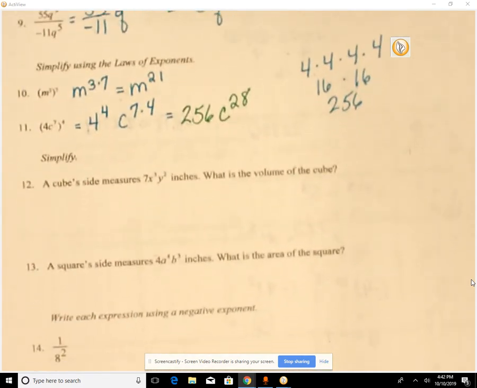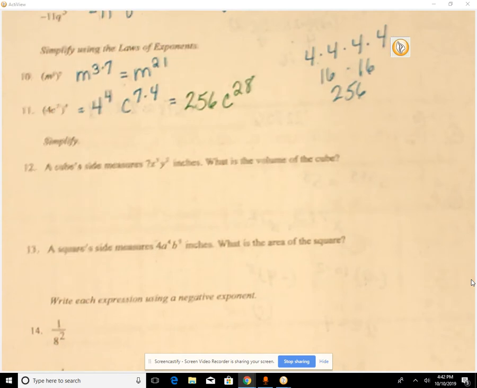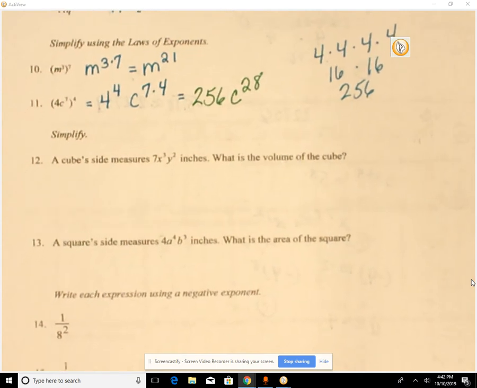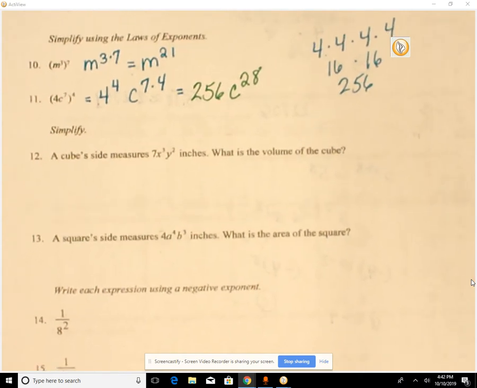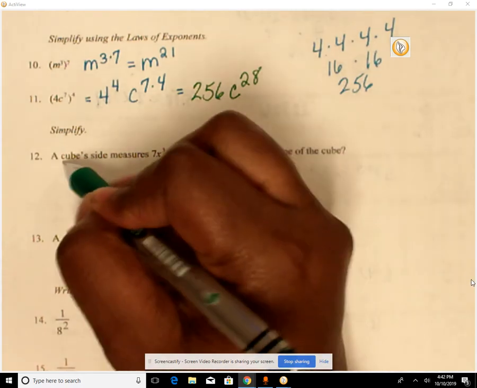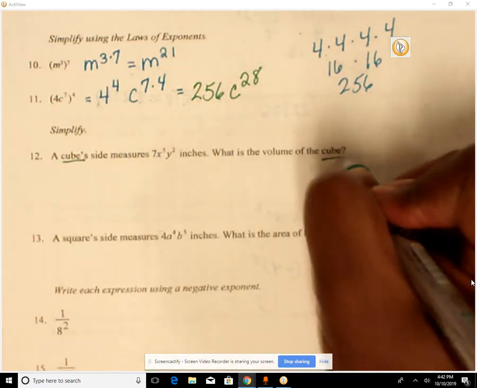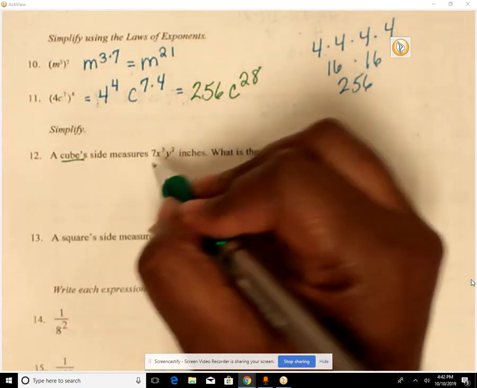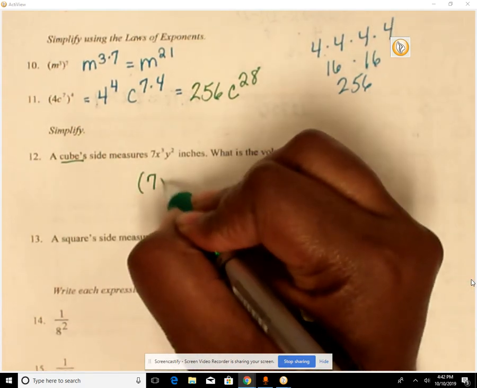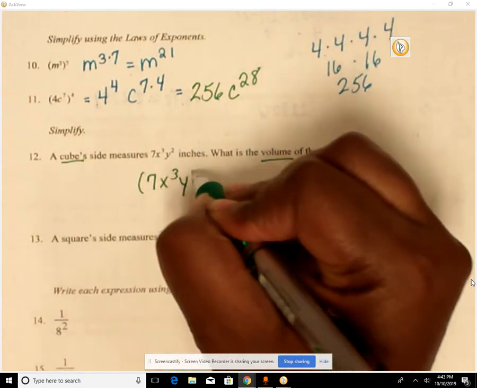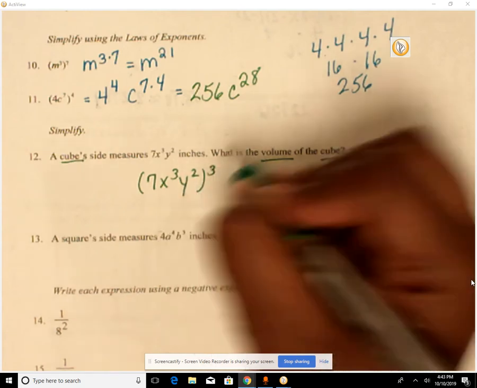Let's look at these next little word problems, because you got words you don't know how to do. A cube side measures 7 times x to the 3rd power, y to the 2nd power inches. What is the volume of the cube? This word cube, we talked about it. Even volume means to the 3rd power. So I'm going to take everything to the 3rd power.